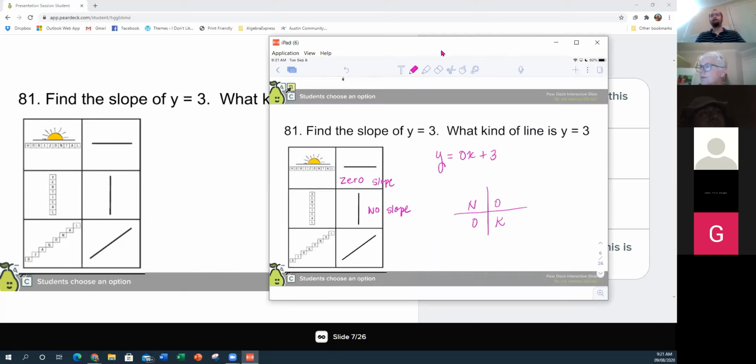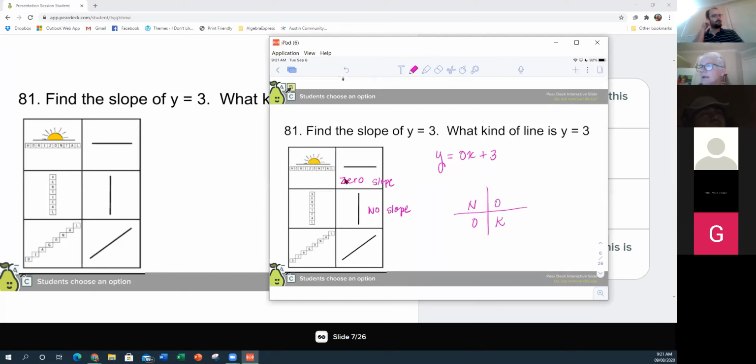Okay, so y equals 0. If we looked at this in slope-intercept form, it would be y equals 0x plus 3. So the slope is 0. And 0 slope is always going to be a horizontal line.